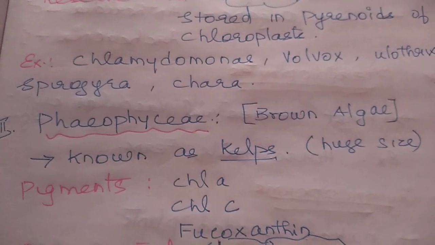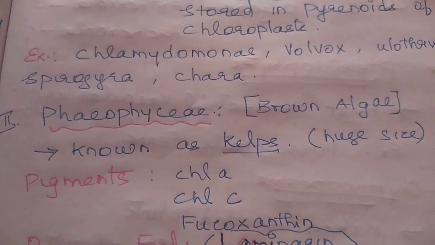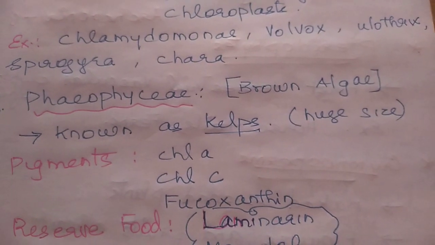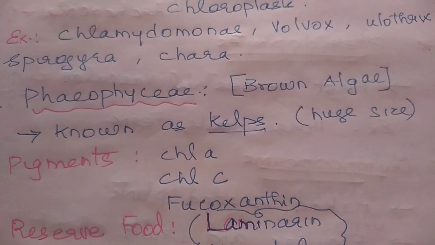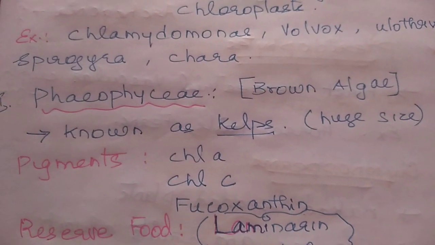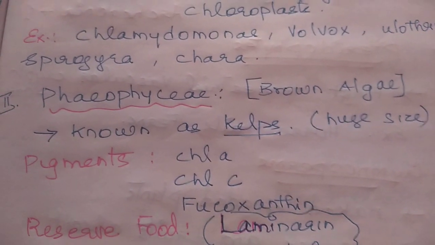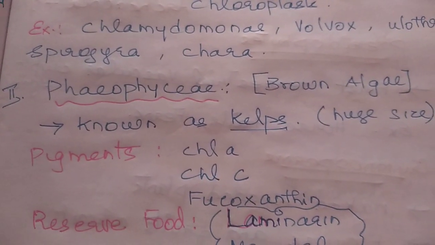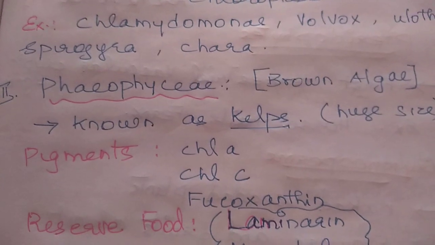The next one is Phaeophyceae. Phaeo means brown, so they are termed brown algae, and they are massively present in groups. They are known as kelps. That is, they are huge in size, and the mass of algae is known as kelps, K-E-L-P-S. And what are the pigments of this member?